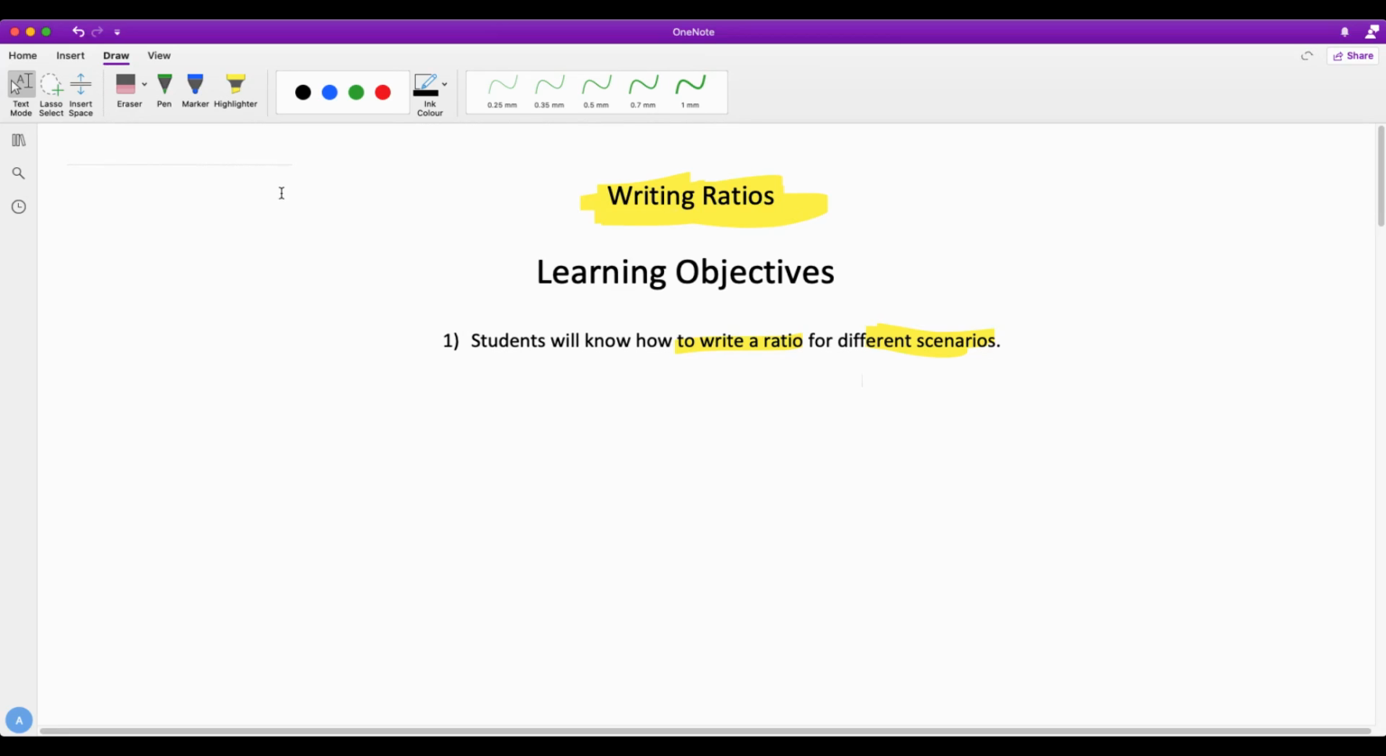All right, so we talked about ratios, what they are in detail, and now we're going to go ahead and give you a scenario and say, okay, now write some ratios. That is all we're going to be covering in this video.